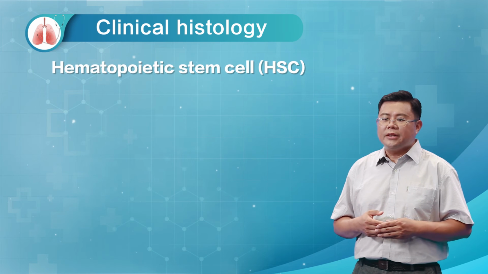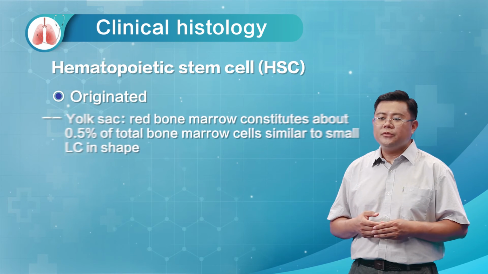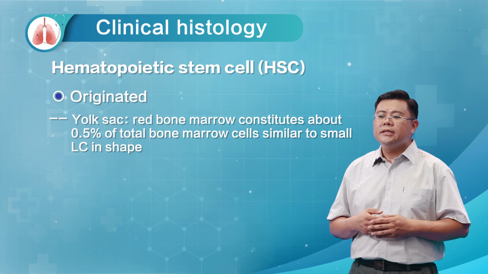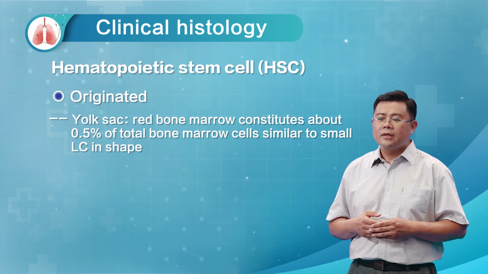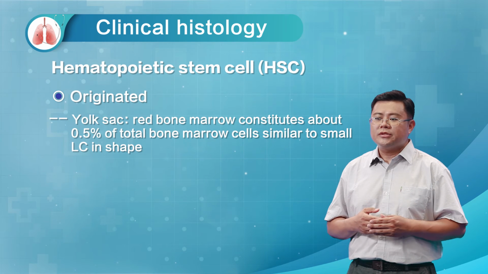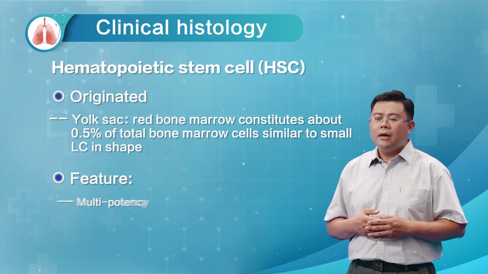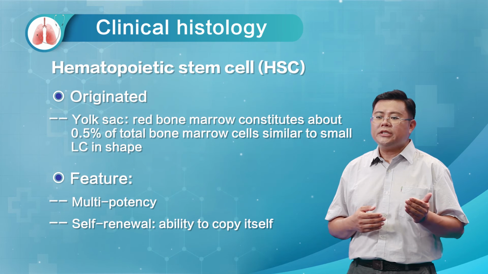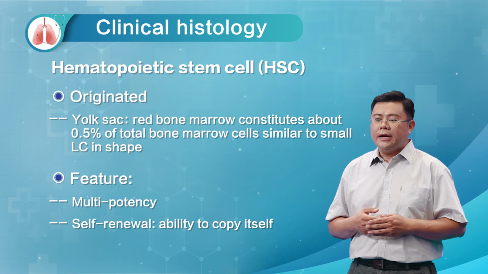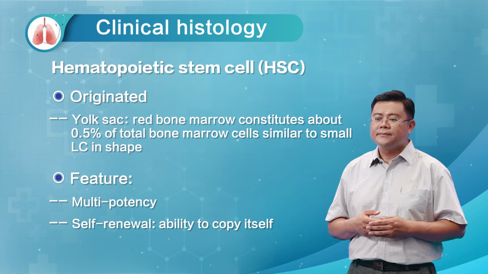Hematopoietic stem cells are the seeds for all lineages of blood cells. They originate from the yolk sac and finally reside in the red bone marrow, constituting about 0.5% of total bone marrow cells. Similar to small lymphocytes in shape, they have two properties: multipotency and self-renewal, meaning they can generate all lineages of blood cells and can copy themselves to maintain the pool of HSCs.